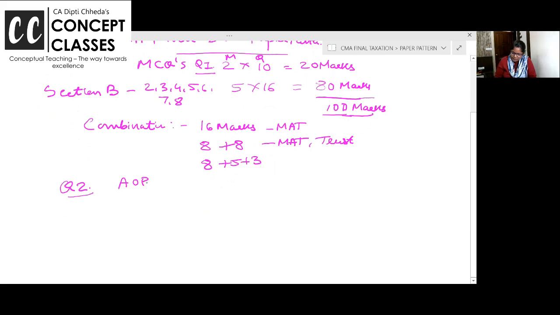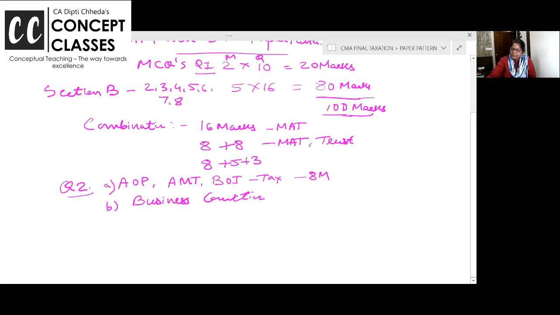AOP. You remember? AOP, AMT, and all, we have done the taxation part. BOI, how to calculate the tax and all. That is usually asked for 8 marks. Question number 2A, just note it, यही आएगा ऐसे. And B part is your business connection, your residential status.